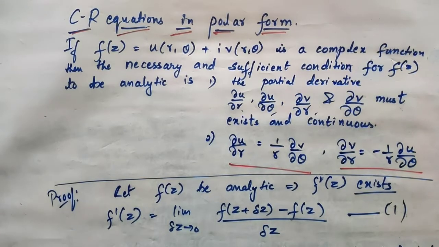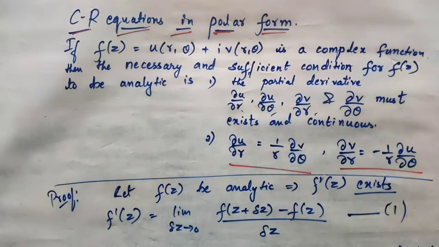We will work on CR equations in polar form here, and thereafter we will continue with problems on polar form only. In previous sessions we learned what complex functions are, how to take limits, continuity, differentiability, what an analytic function is, and also the condition for a function to be analytic in Cartesian form, that is, CR equations in Cartesian form, and we also saw two problems in my previous session.